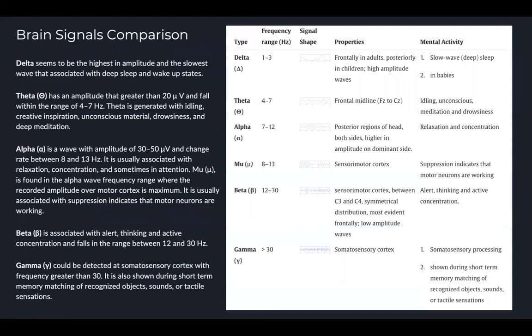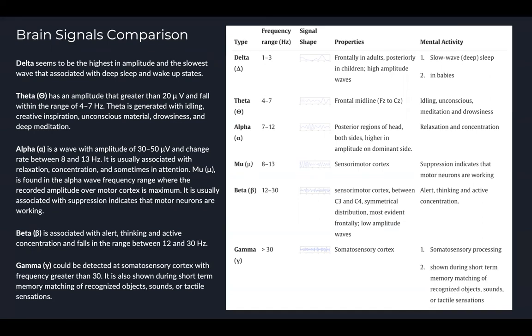Okay, now we are moving to the brain signal analysis. There are 5 types of brain signal. Delta signal is the slowest wavelength signal, and it is generated when you are in deep sleep or in the wake up state.